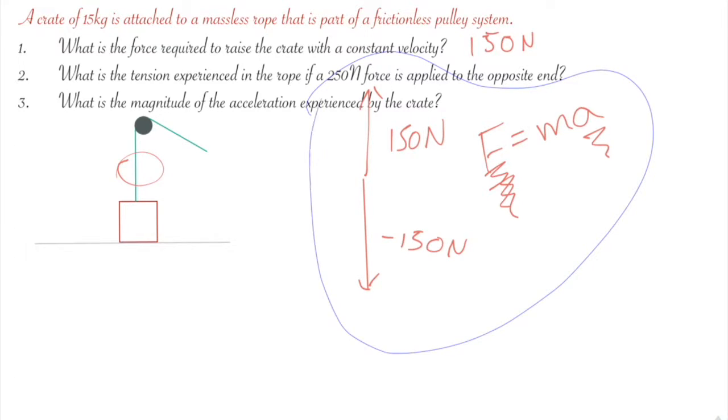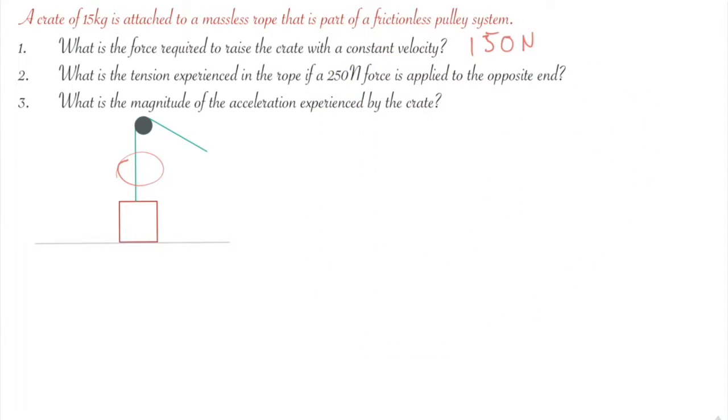All right, so now second problem. What is the tension experienced in the rope if a 250 Newton force is applied to the opposite end?